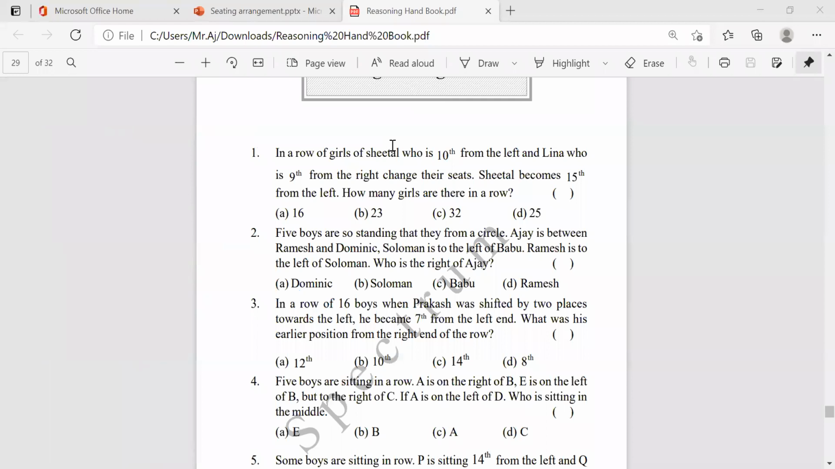In a row of girls, Sheetal, who is 10th from the left, and Lena, who is 9th from the right, change their seats. Sheetal becomes 15th from the left. How many girls are there in a row? What they're asking? How many girls are there in a row? Okay.